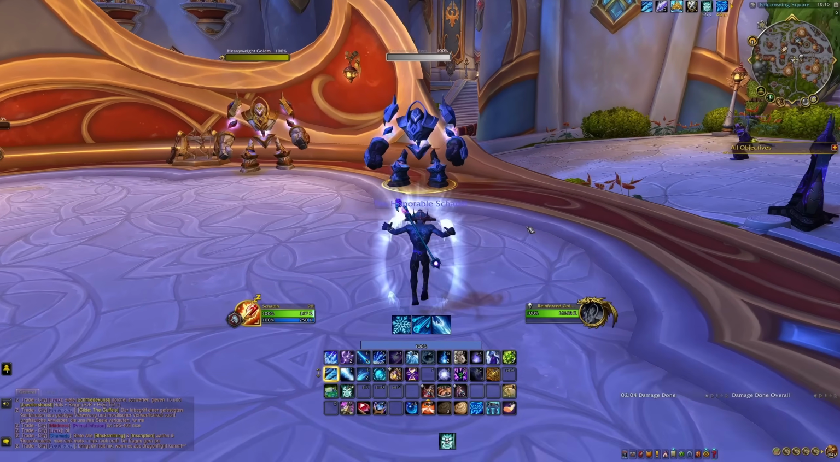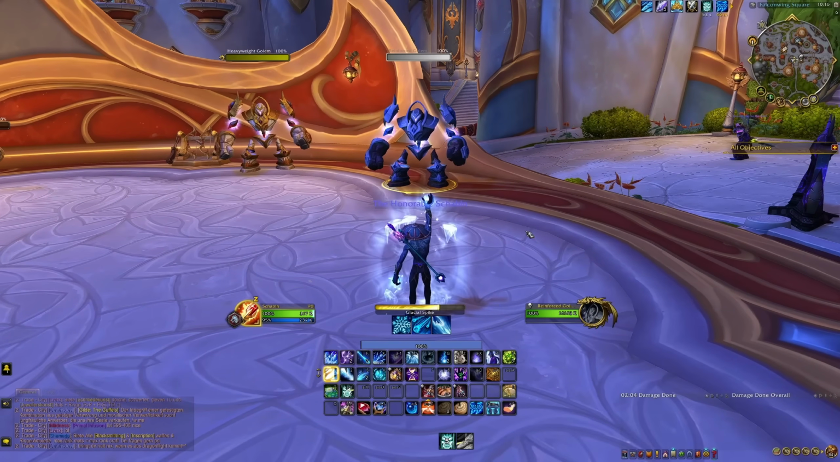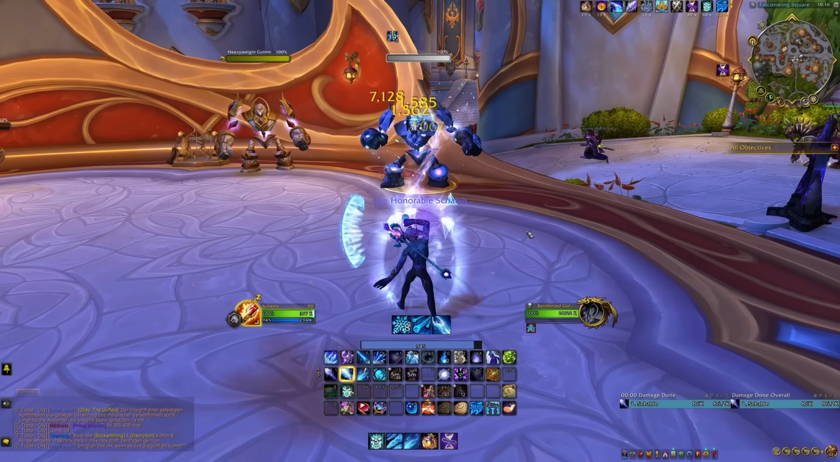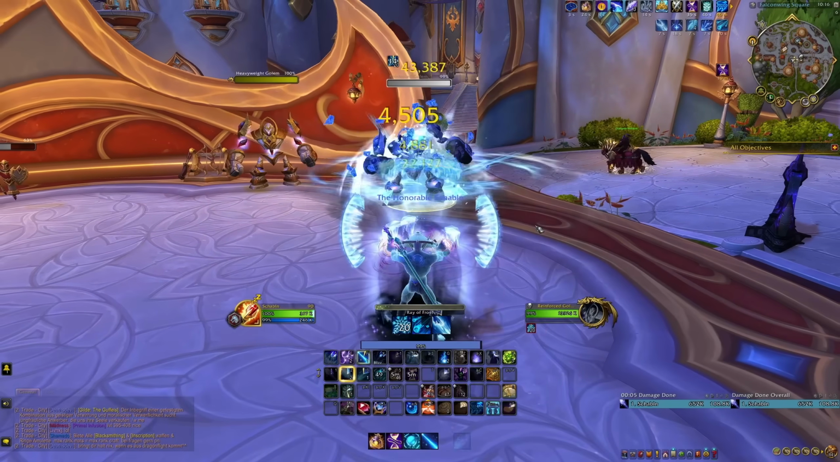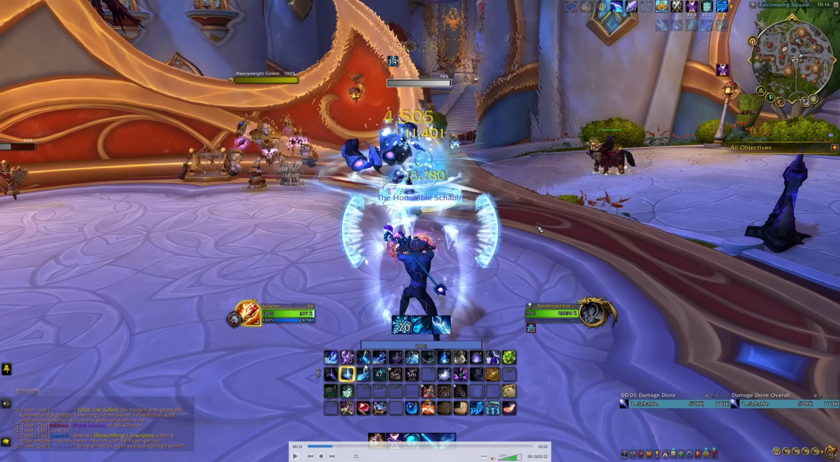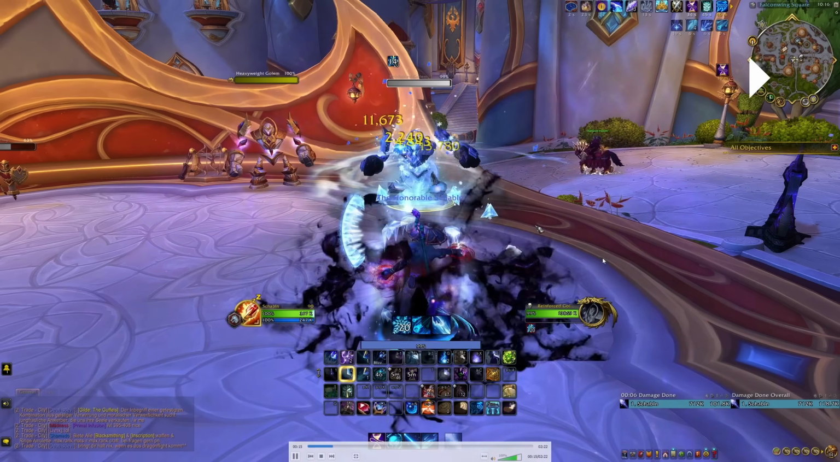Alright, let's get started with the single target rotation. We open with Glacial Spike, into Flurry, into Consumables, Orb, into Ray of Frost. Now we consume our Empowered Flurry because the Frozen Orb, if we cast it, always gives us a Brain Freeze proc. Consume that to get Thermal Void to shatter additional stacks and do a huge amount of damage. And now we consume our Ice Lance procs and shatter our way down, and then we do the second Ray of Frost to build up our stacks again.